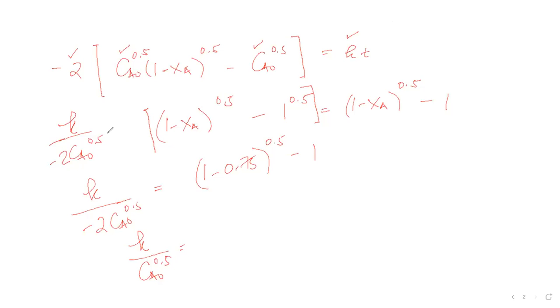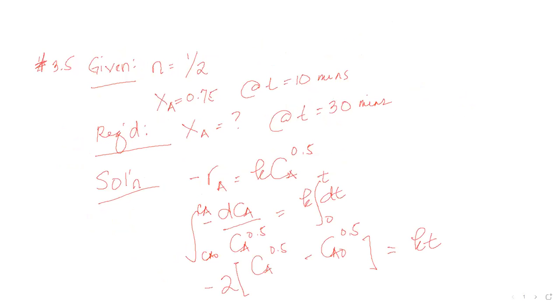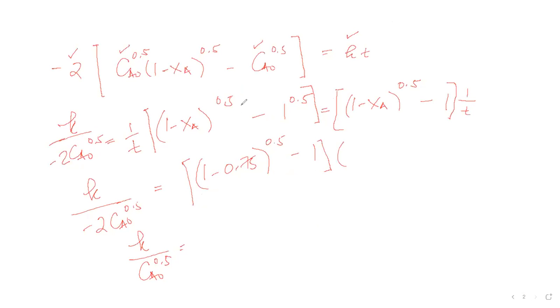I will place here the negative, and I will have here 1 over T. So this entire expression that you have here should also be placed or multiplied to 1 over T. This one will be divided by T or multiplied to 1 over T. And our time in here is 10 minutes. So we will substitute the 10 in here.